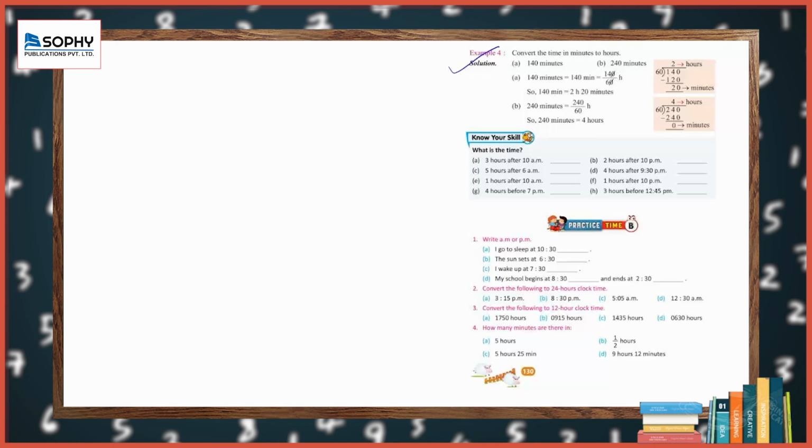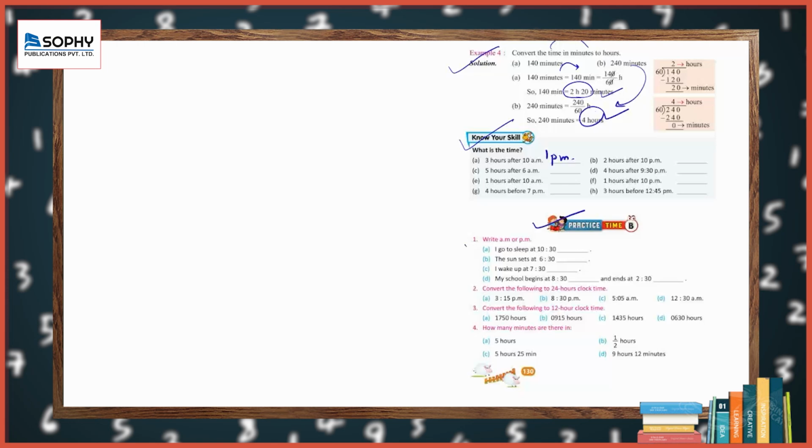Now let's look at example number 4. We have to convert the time in minutes to hours. 140 minutes is 140 by 60, that is 2 hours 20 minutes. 240 minutes can be written as 240 by 60, that is 4 hours. Know your skill, students, what is the time 3 hours after 10 AM? Very good students, that is 1 PM.